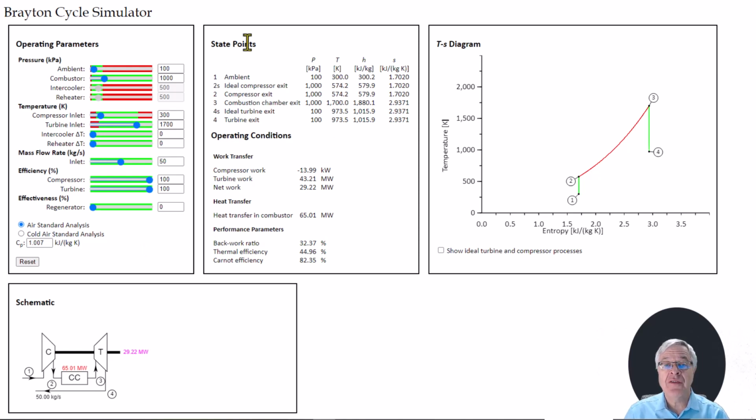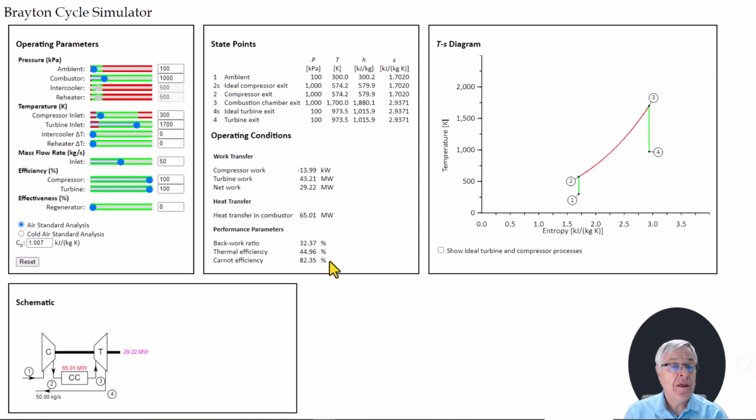The next block of information are all the outputs. First, there are the state points at various points around the cycle. These include the pressure, temperature, enthalpy, and entropy. The next set of outputs is the operating conditions. These include all the work and heat transfers in various components, as well as the back-work ratio, the thermal efficiency of the cycle, and the efficiency of a Carnot cycle operating between the same two temperature limits.